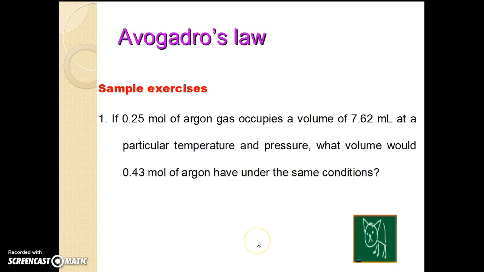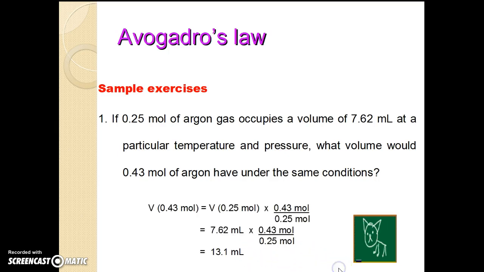Another exercise for you to do. If 0.25 moles of argon gas occupies 7.62 milliliters, at the same temperature and pressure, what volume would 0.43 moles of argon have? And frankly, you could change the gas, couldn't you? Because equal volumes of different gases contain equal numbers of molecules. Here's the solution. We do it exactly the same way, and we find 13.1 milliliters to be the answer. You may want to pause the video to study this further.